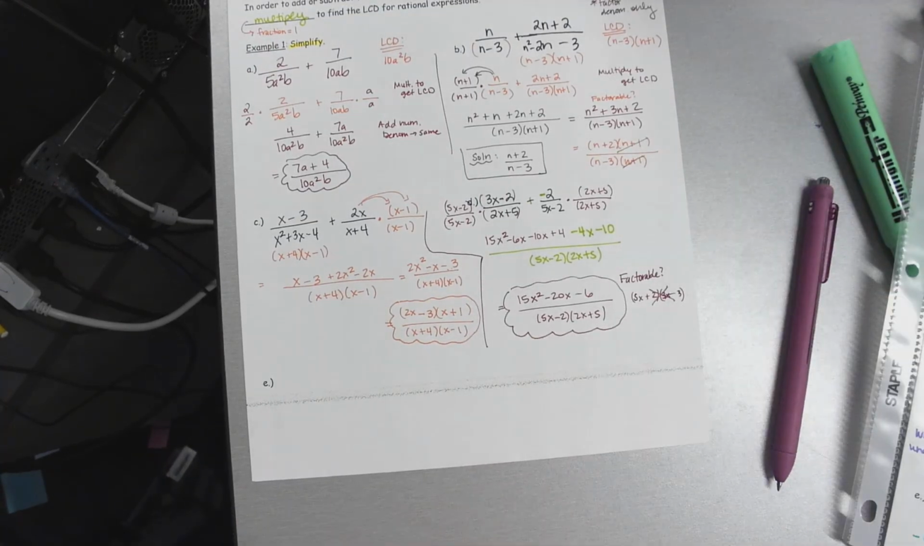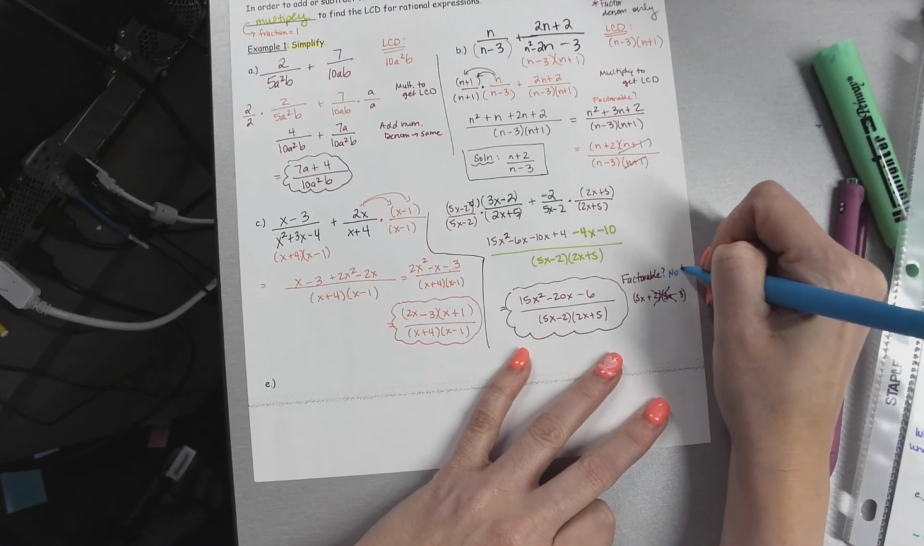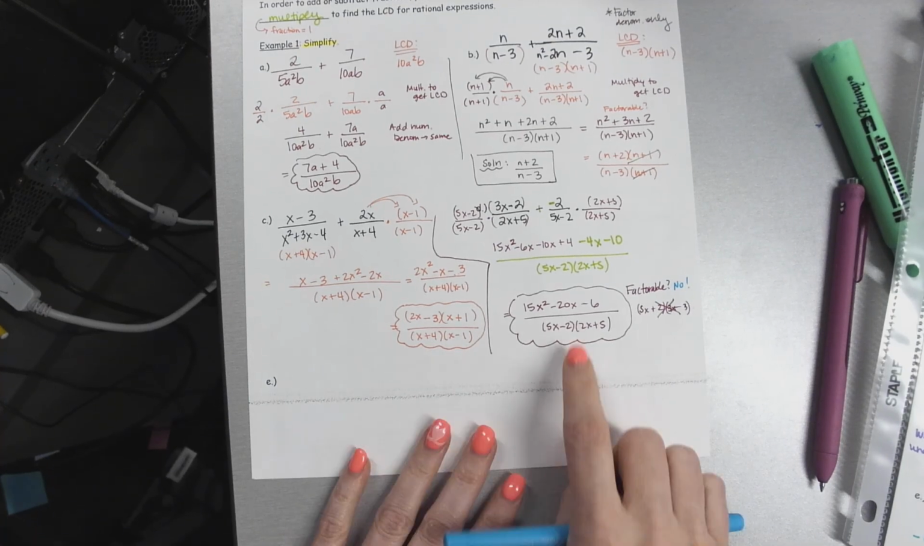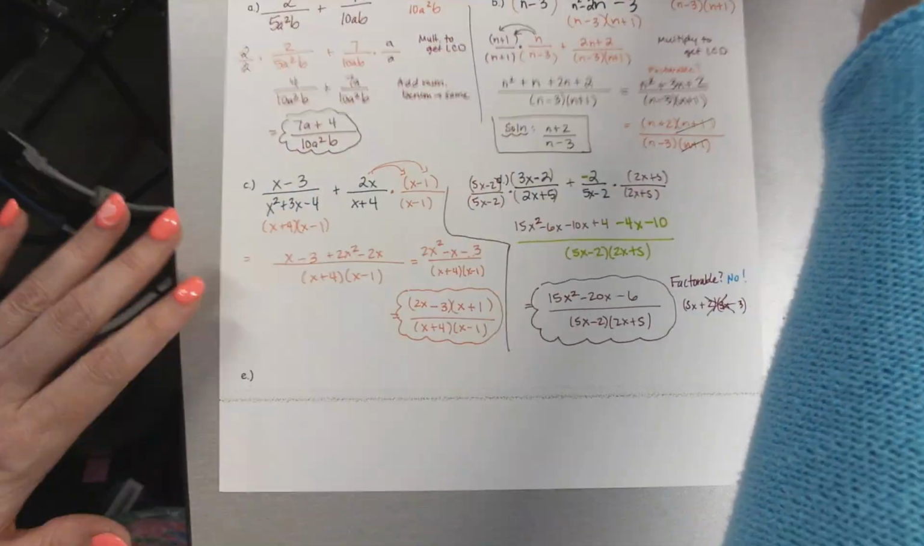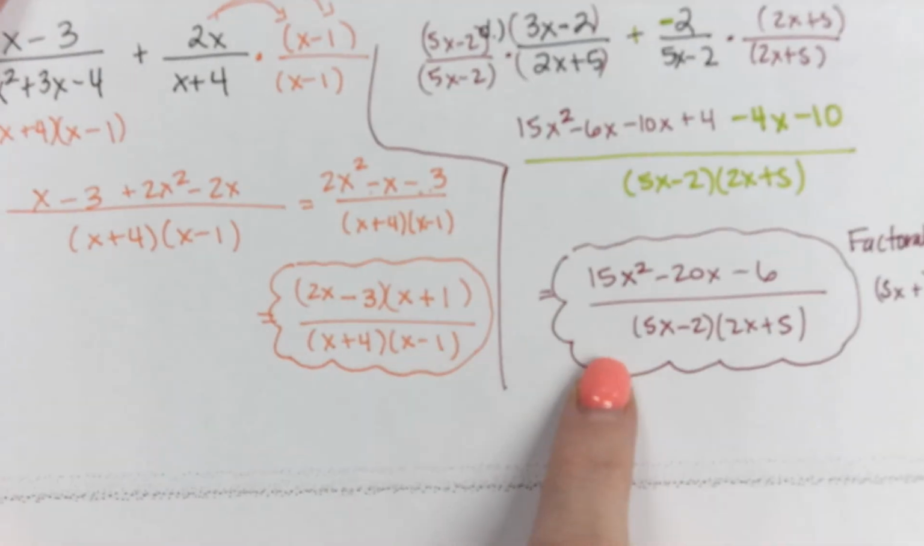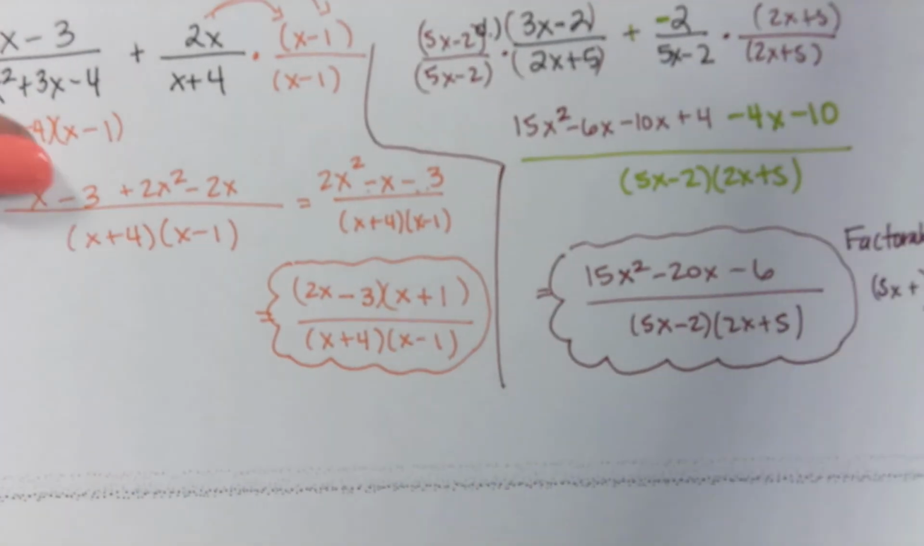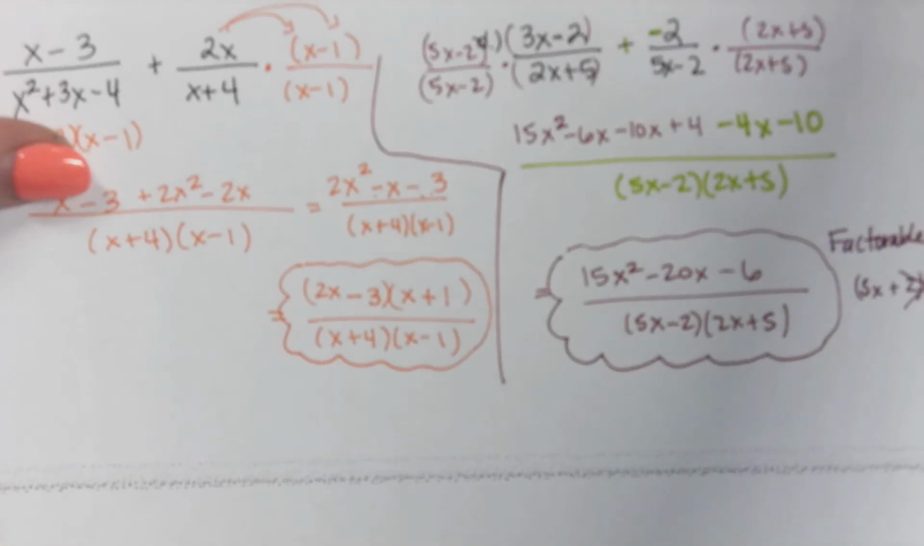So you're just going to have to do your guess and checks. Okay, and sometimes it is not factorable. If it is not factorable, you will leave it as a trinomial. Okay, so we've seen one where it's not factorable, and we've seen a couple where it is.